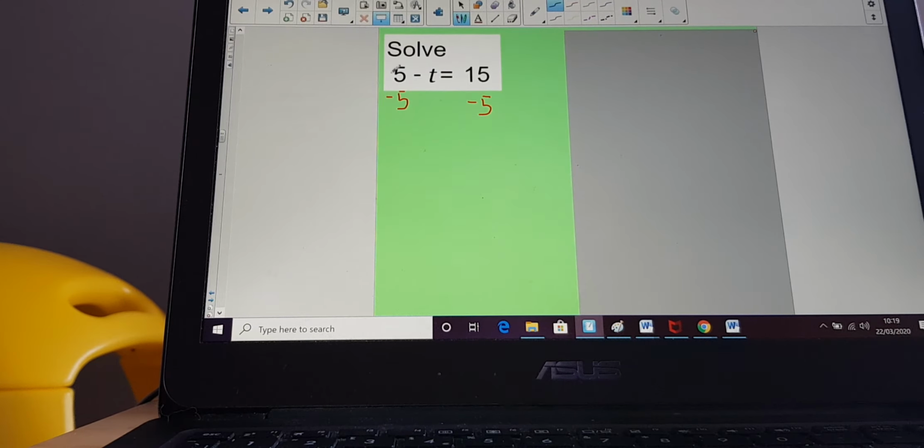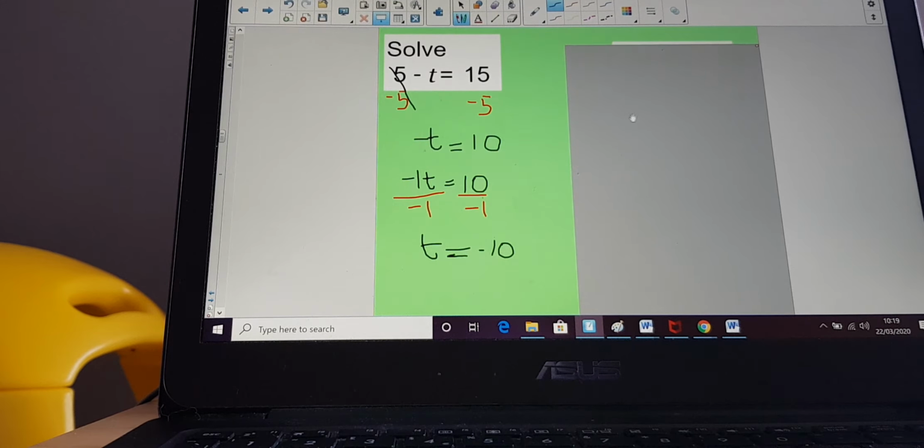That's going to leave me with, these now cancel, negative t equals 15 take away 5 is 10. Same process as we did before. If we're getting confused, let's write that as negative 1t. If you're confident, you don't have to. Equals 10. Then divide by the coefficient. The same on this side, I'm going to get positive t equals 10 divided by negative 1 is, that's a terrible equal sign, equals negative 10.